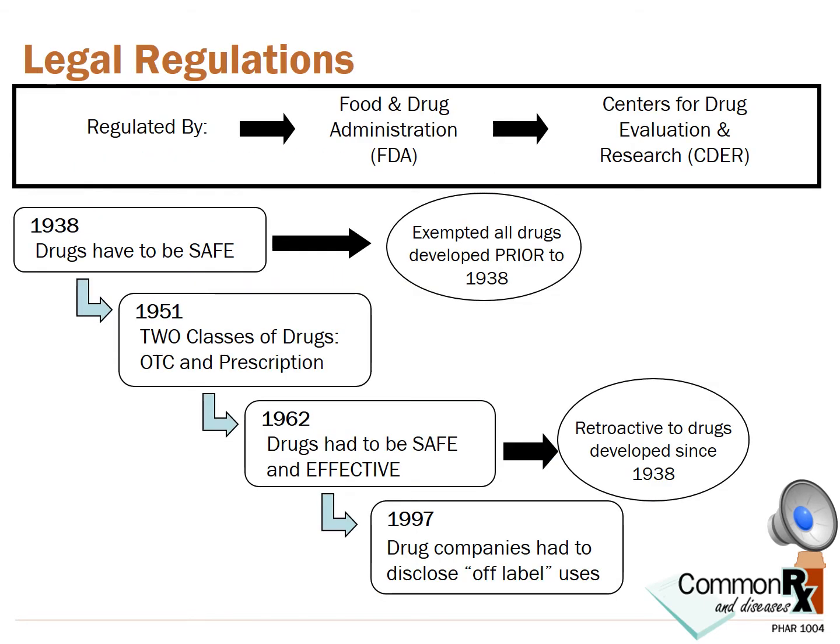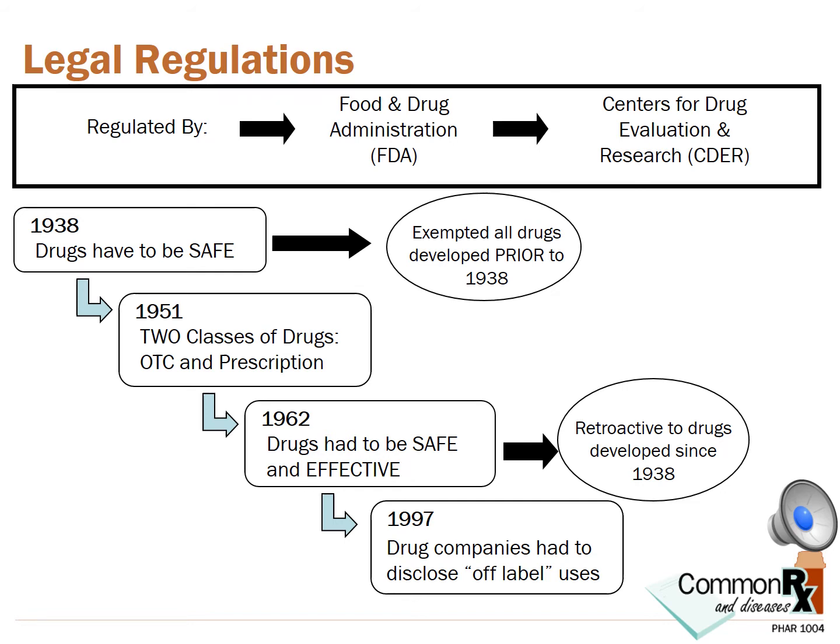To understand drug regulation, we have to cover some historical events revealing why these regulations came to be. First and foremost, drugs are regulated by the Food and Drug Administration, or the FDA. Within the FDA, there is a branch called the Centers for Drug Evaluation and Research, or the CDER. The CDER is responsible for prescription drugs.